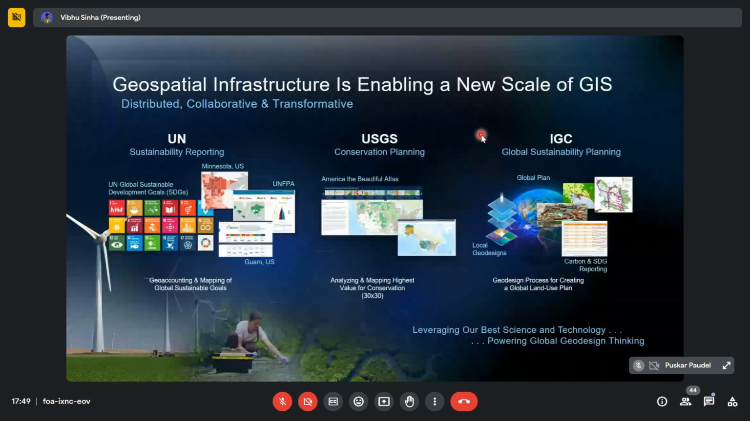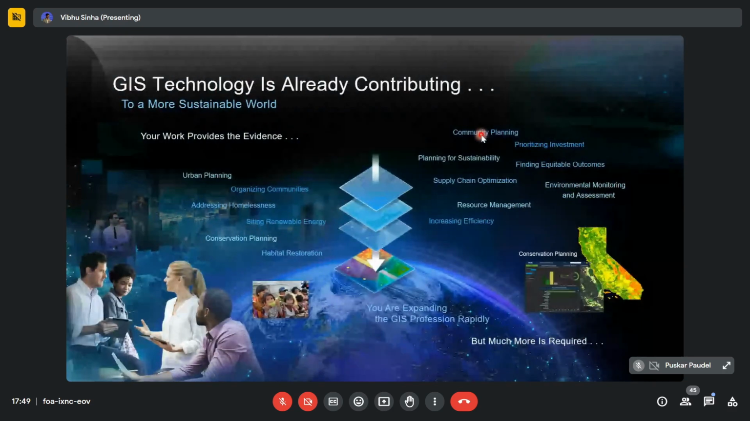If I talk about these regions, so we have been working with UNDP, we have been working with ADB to ensure that all the SDG goals are being adhered to in all the projects. So can we, after all this talk, can we quickly come to a, not a conclusion, but can we agree to a point that GIS technology is already contributing to a more sustainable world?